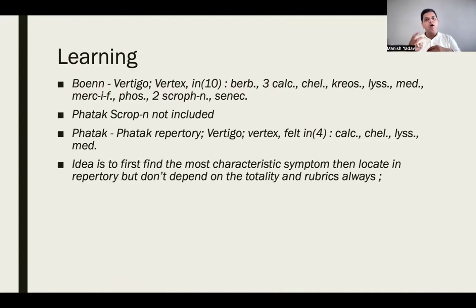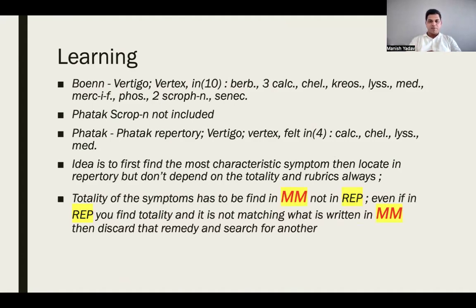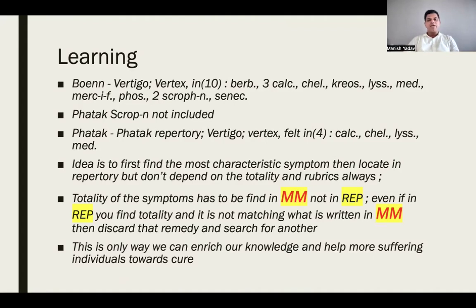We have to develop a knack of becoming a clinician. Our mind has to play in the words of remedies, not in the words of rubrics. Rubrics can be found easily, but in the words of remedies, the remedy differentiation has to go. Your ultimate choice is Materia Medica. Always remember, the totality of symptoms has to be found in Materia Medica, not in the repertory. Even if in the repertory you find totality and it is not matching what is written in MM, then discard the remedy and search for another rubric. You can highlight this last sentence and keep it with you. This is the only way we can enrich our knowledge and help more suffering individuals towards cure.